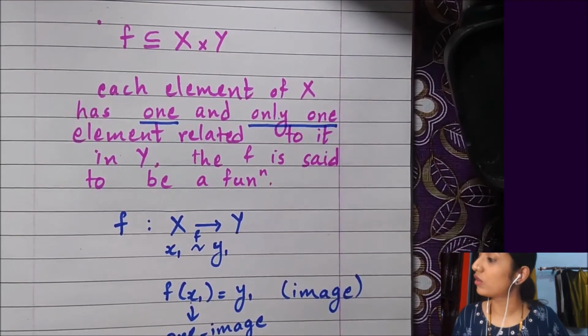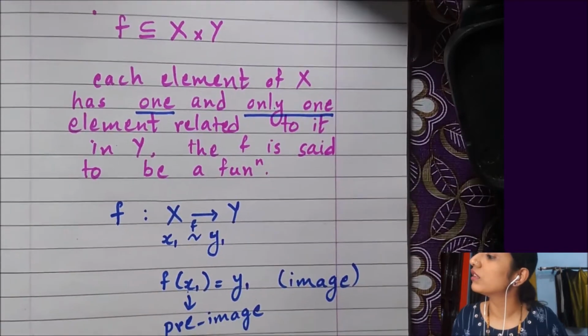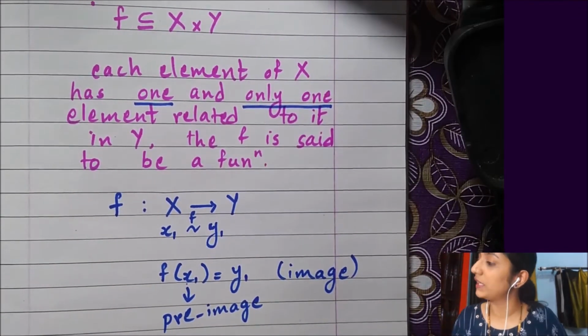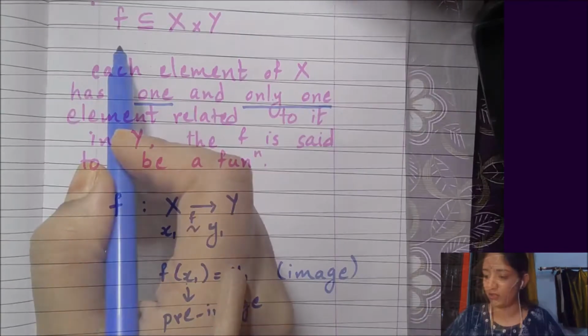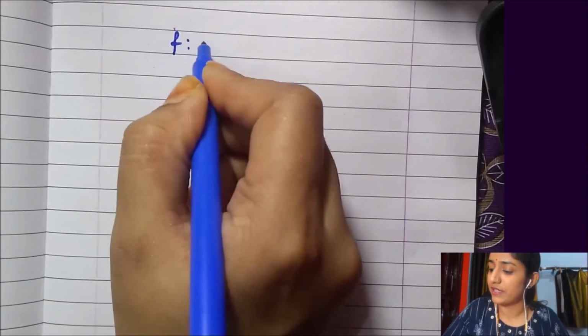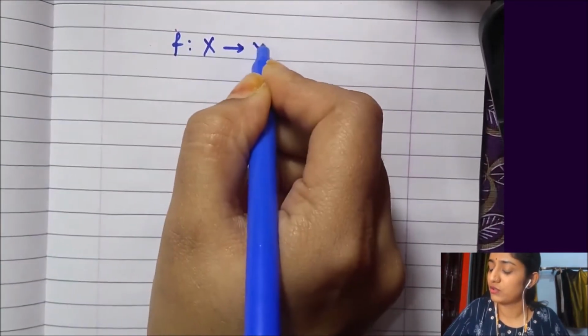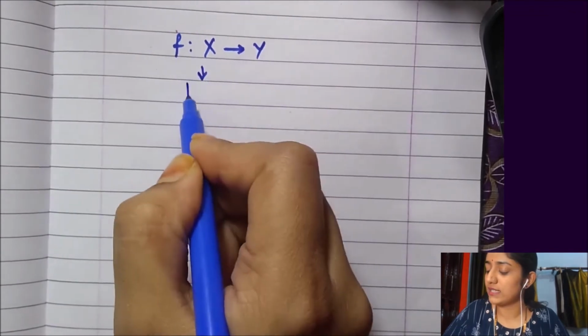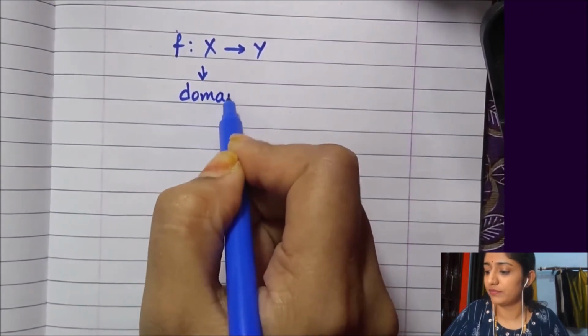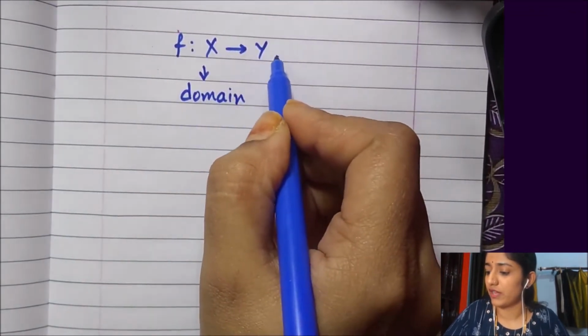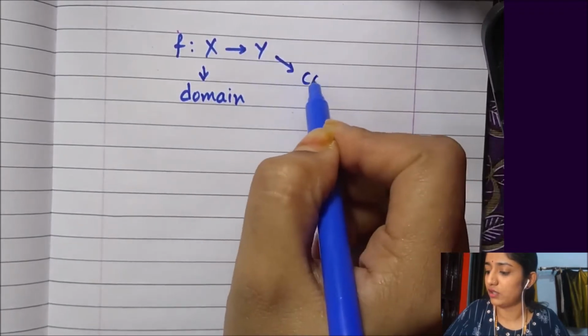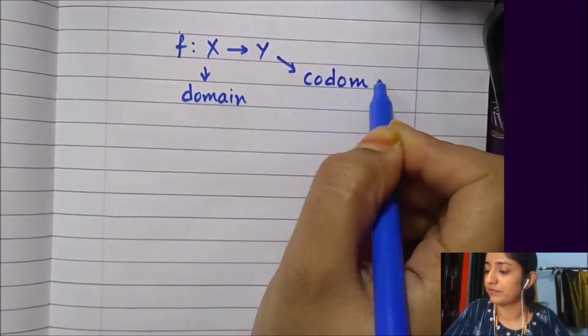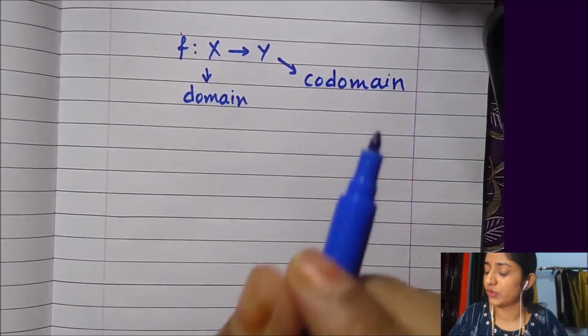Okay, you cannot see here what I have written. This is the pre-image and this is the image. When I say f is a function from x to y, then we call this the domain and this the codomain.